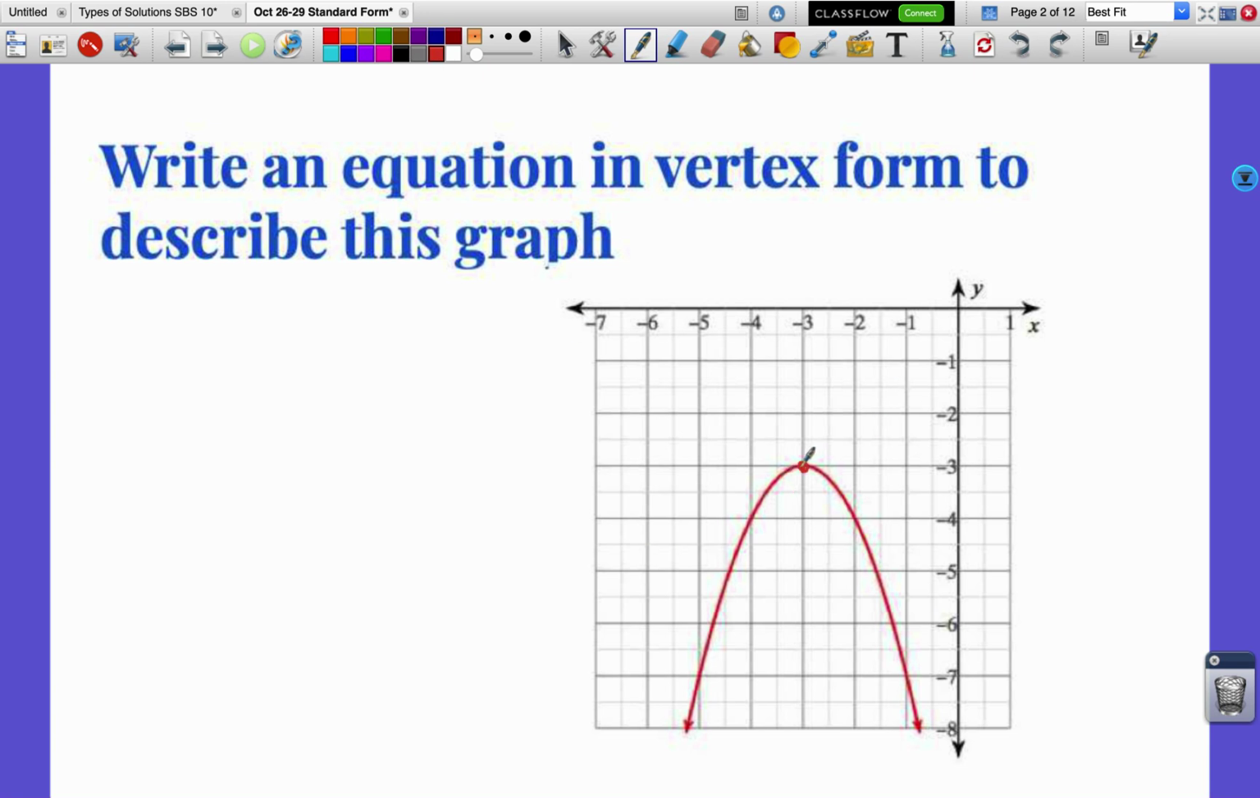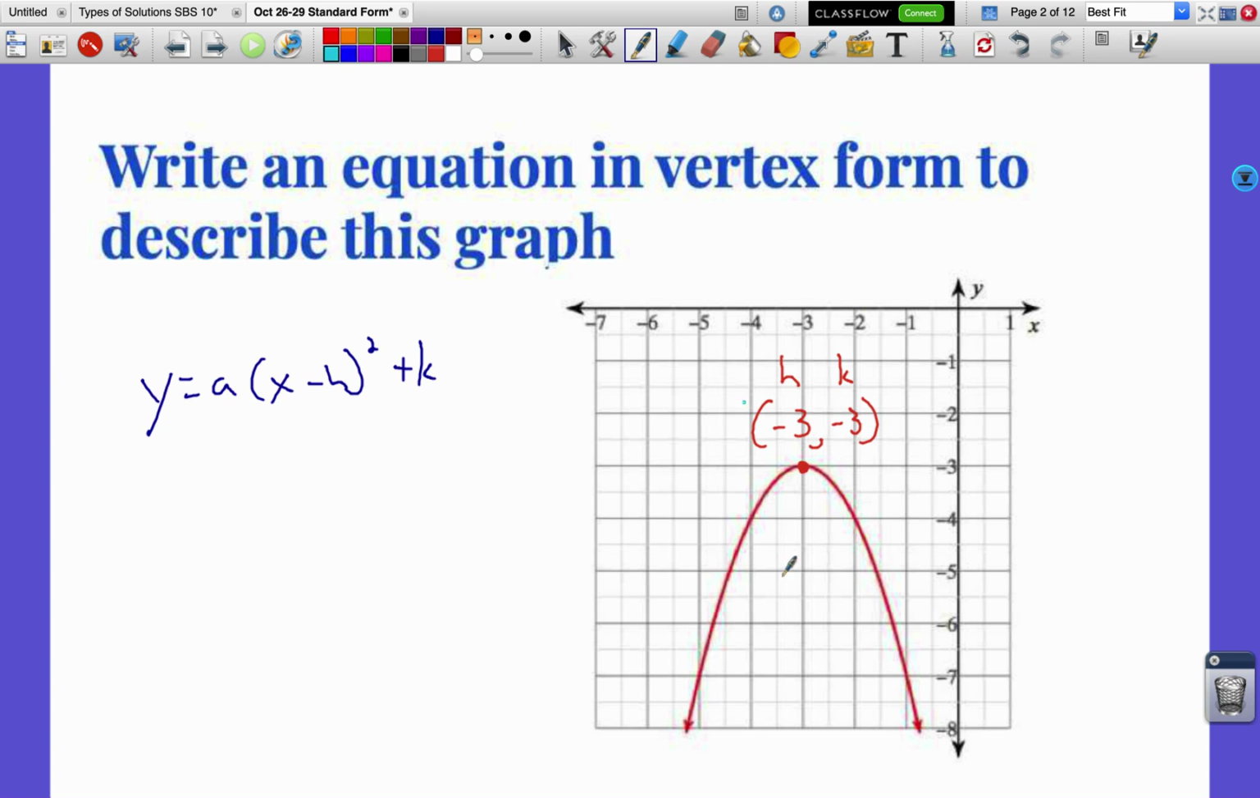Okay, so what I'm going to do is put a point at the vertex and label it as -3, -3, and then label those numbers as h and k. Those I'm going to plug right into this formula, y equals a times (x minus h) squared plus k. That is vertex form. The only thing we're missing now is a.